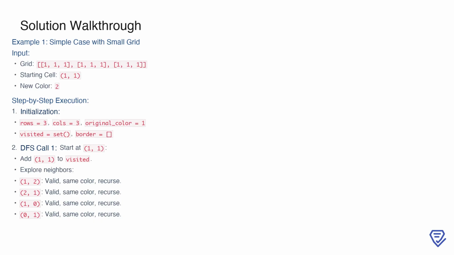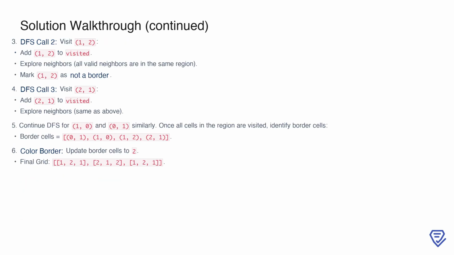The process begins by calling depth-first search, or DFS, starting at 1, 1. This cell is added to visited, and we check its neighbors. Each neighbor is validated to ensure it's within the grid boundaries and has the same color as the starting cell. If valid, we recursively call DFS on that neighbor. For instance, the neighbors 1, 2, 2, 1, 1, 0, and 0, 1 are explored since they meet these conditions. As the DFS explores further, we visit 1, 2, and add it to the visited set. Its neighbors are checked, and since they all belong to the same region, 1, 2 does not qualify as a border cell.